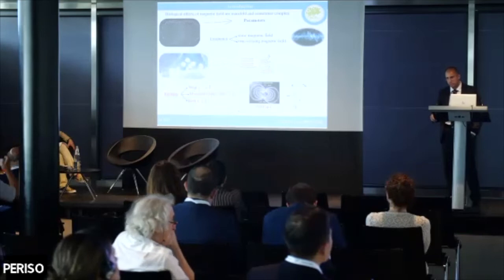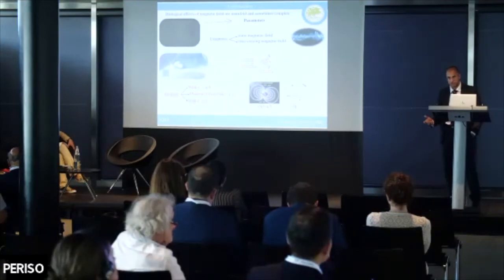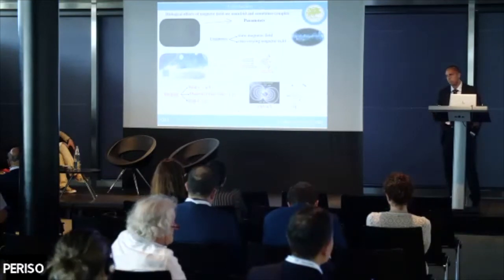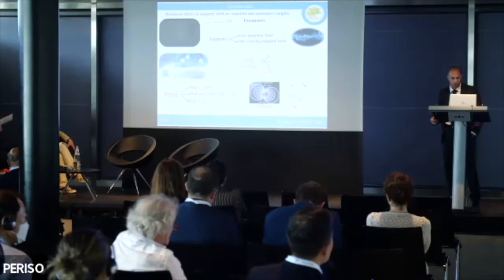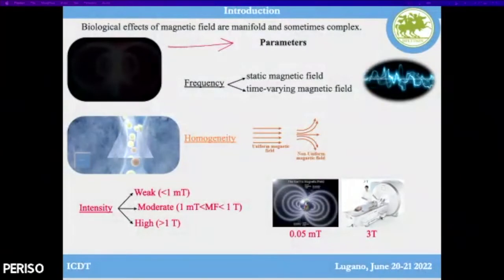Homogeneity of the magnetic field, so the spatial distribution of the field. And last but not least, the intensity. Intensity can be very roughly classified as weak, moderate, or high. But depending on the intensity, many physiological and biological processes can be enhanced or disrupted.